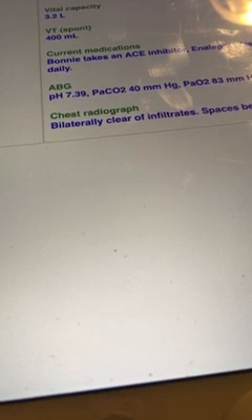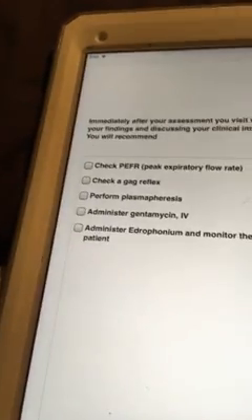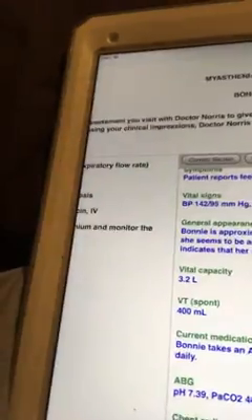Clear. EMG, ECG, barium swallow test, spinal fluid analysis. I don't know. I'm going to go to the next section. Forget any of that. Okay. Immediately after assessment, give report to the doctor.